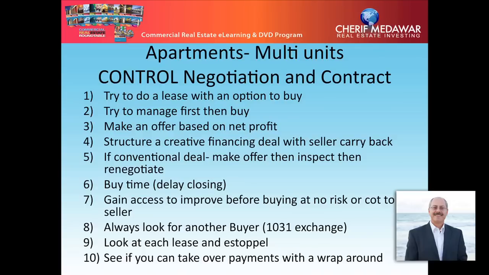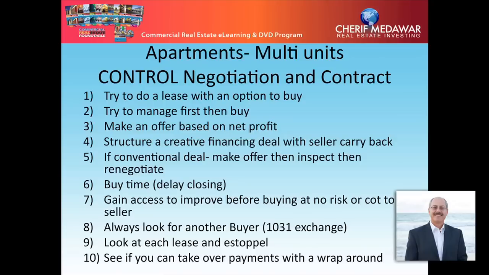I try to do a lease with an option to buy. Often apartment building owners don't know how you would lease it with an option to buy. Well, I will collect the rent, I'll make you the payment, I want an option to buy, I'll give you some extra money that goes toward the option. If I don't buy, you keep the option money. Well, this gives me access to the property. Another way to do it is try to manage first the property. I mean, tell them I'd like to manage it, I'd like to be with you to see it, or make an offer based on the net profit.